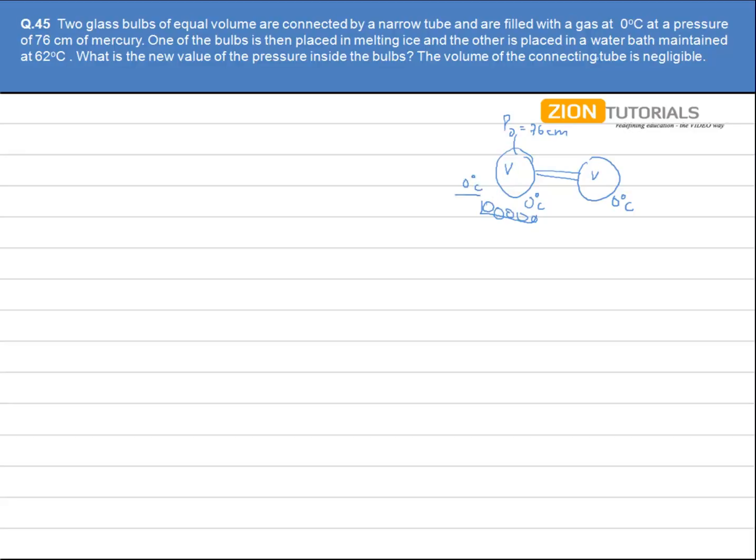And the other is placed in a water bath maintained at 62 degrees Celsius. This becomes 62 degrees Celsius. Now it is asking what is the new value of the pressure inside the bulbs. The volume of the connecting tube is negligible. Again, no gas is leaking out and no gas is coming in.